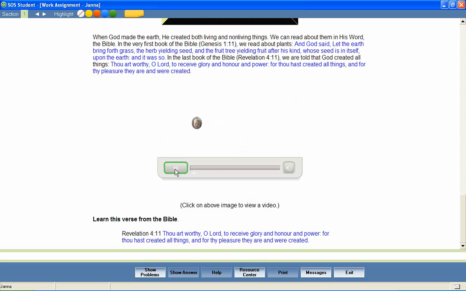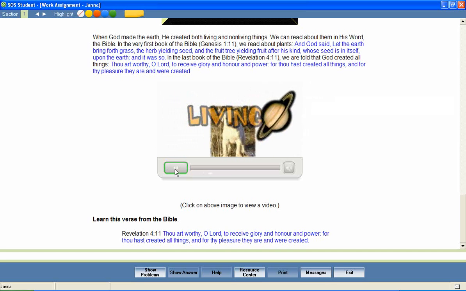God created both living and non-living things. Everything that exists can be categorized as either living or non-living.